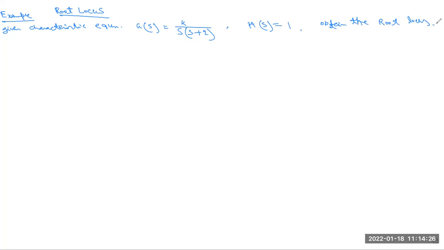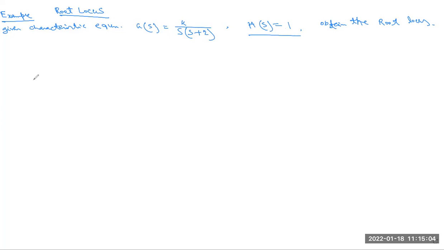This kind of problem we have discussed in our previous classes also. First of all, you have to see what equation is given in the question. G(s) equals K by s into (s plus 2). Here the highest power is s squared, that is, s multiplied by (s plus 2), so the system is a second order system. And H(s), the feedback, has the value 1, which means it is called a unity feedback system.